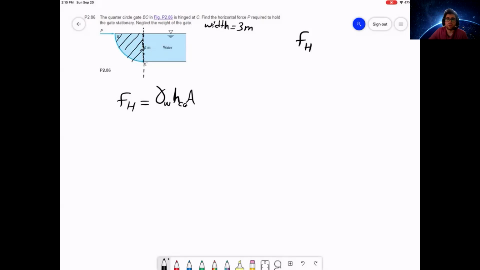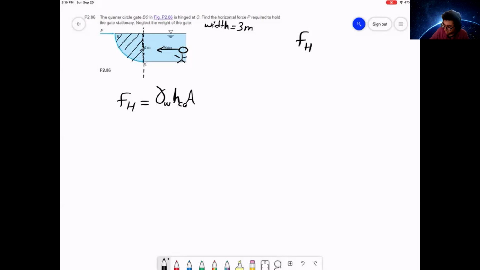So, where's the centroid? If you're standing right here in the water and looking directly into this, you're going to see a huge rectangle, 2 meters by 3 meters. And where's the centroid of this thing? Halfway point. Yes, it's in the middle. It would be 1 meter, exactly, yes.